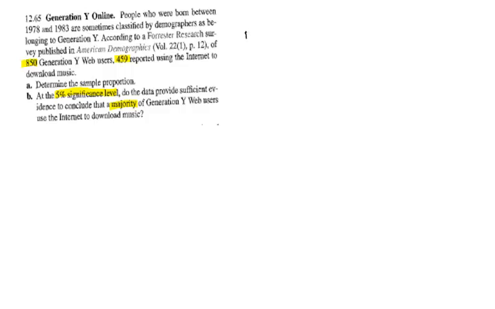So our H naught and our H1, and we're going to say that pi is greater than 0.5, or half would be majority, and then our null hypothesis is going to be pi is less than or equal to 0.5.